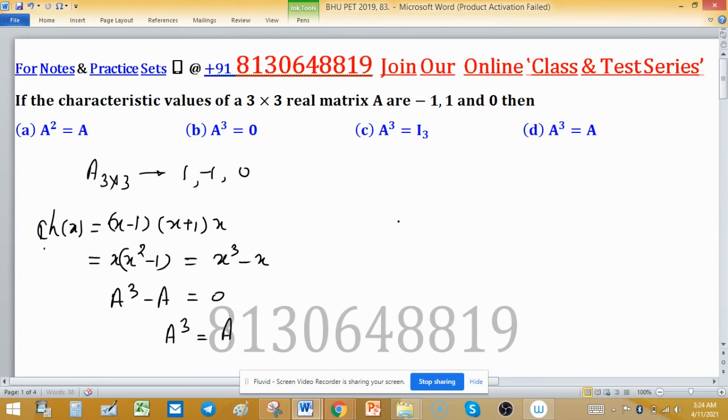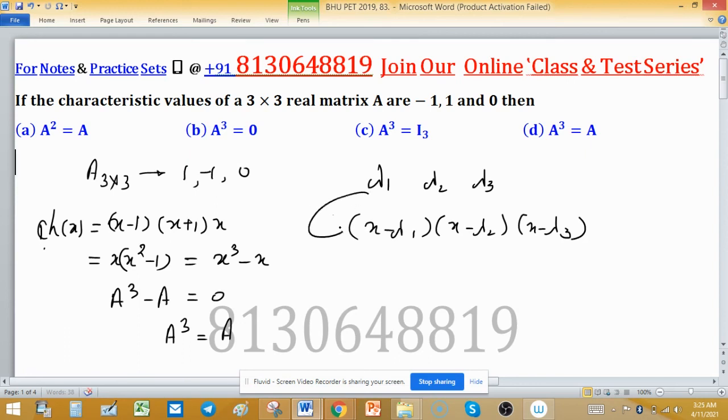Now, there is nothing more to do in this problem if you know the Cayley-Hamilton theorem and how to write the characteristic polynomial if eigenvalues are given. If lambda 1, lambda 2, lambda 3 are eigenvalues, then (x minus lambda 1)(x minus lambda 2)(x minus lambda 3). Like this, we write the characteristic polynomial.